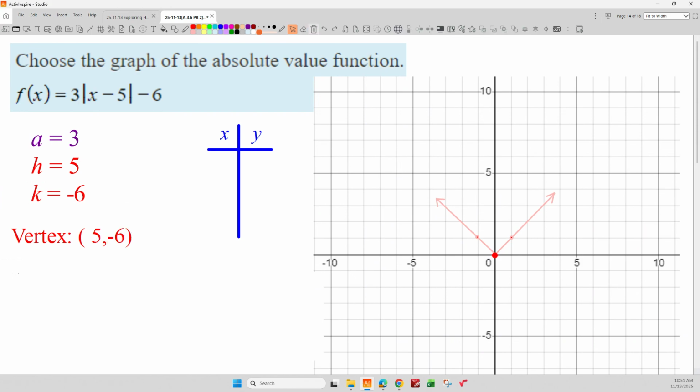Okay, so we can just add that. Our vertex is at 5, negative 6. So we'll take this vertex, which normally would be at the origin, and it's going to be over 5 and down 6. And I want you to think about this for a second. We want another good choice for x.